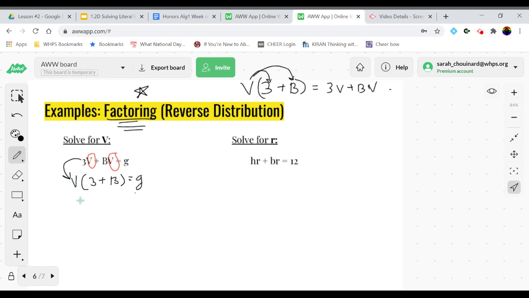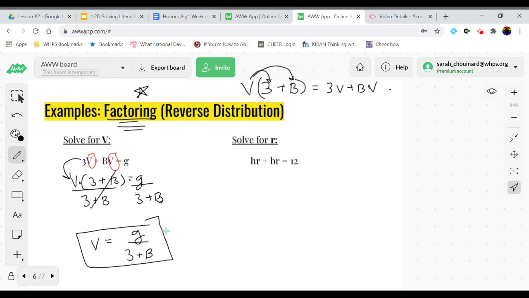Now, like we said before, instead of distributing, because that clearly made it more complicated, all I have to do is realize, oh, this is multiplication. So to get it by itself, I'm going to divide. 3 plus b divided by 3 plus b, that's gone. So v is equal to g divided by, and I know that looks like a 13, I'm so sorry, divided by 3 plus b. There we go.